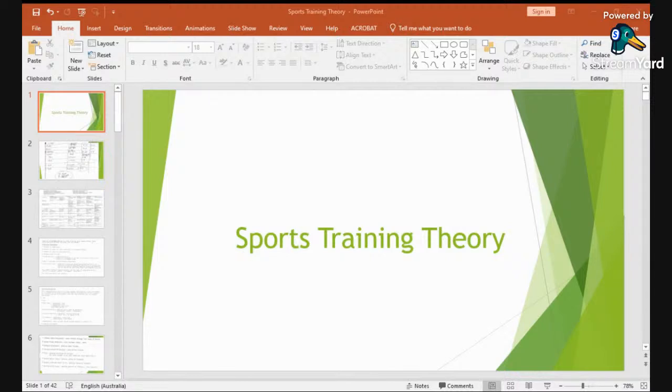Fitness components: strength, power, local endurance, aerobic capacity, anaerobic capacity, agility, speed, flexibility, skill, and how they're linked to resistance training, flexibility training, interval training for sprint, circuit training, continuous training. Aerobic training, examples: power walking, swimming, running, cycling, aerobics.